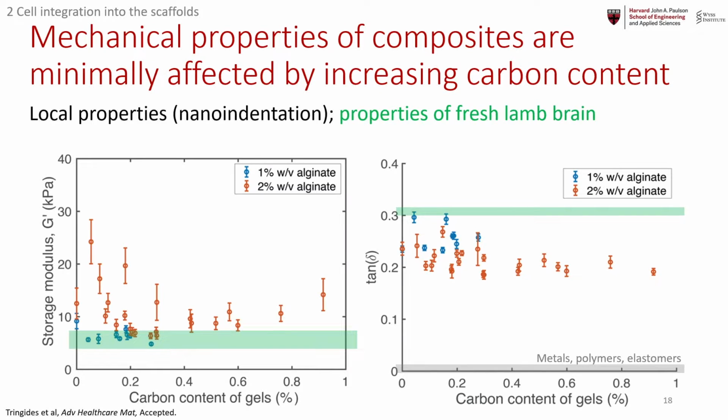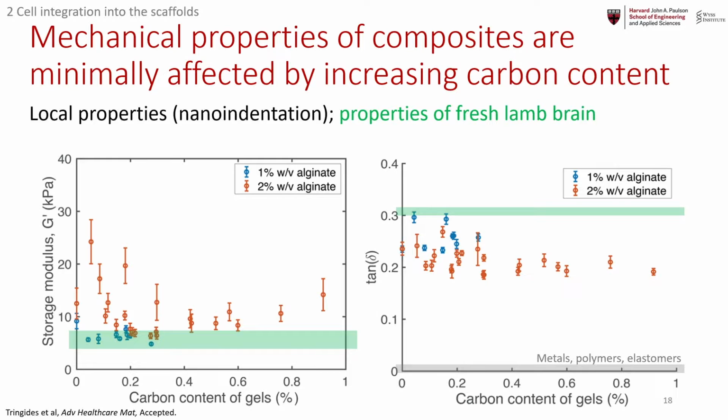So here we were really looking to make our mechanical properties as similar to fresh brain as possible. Now we were using nanoindentation, so our target mechanical property value is 5 kilopascal. And we can change, in blue is a 1% concentration solution of alginate, or 2%. And then we can span an entire range of carbon content and see that we have between 0 and about 0.4% carbon in our gels while still matching our target mechanical properties.